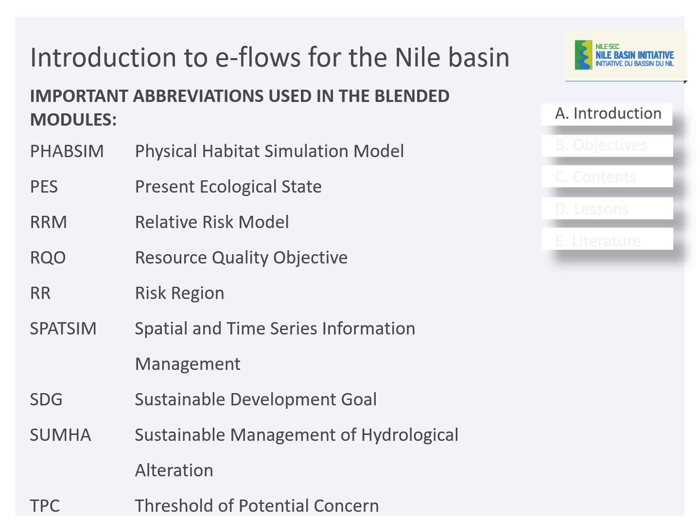RRM is the relative risk model, which is part of the prob flow assessment method. RQOs is resource quality objectives, and that will be unpacked. It's the approach established in South Africa and widely utilized in Southern Africa, and also relates to the determination of targets within a sustainable development goal context. RR is risk regions, which is a part of the prob flow method.